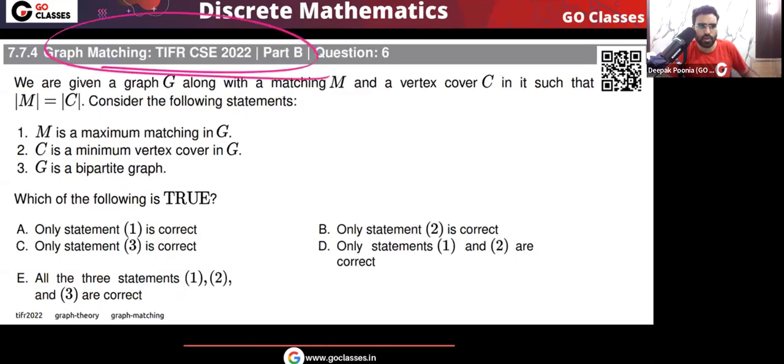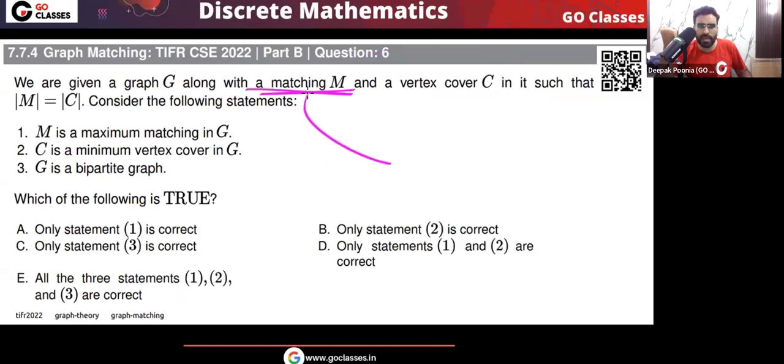Let's solve the TIFR 2022 question. This question is based on the relationship between matching and vertex cover. The question is saying we are given a graph G along with a matching M and a vertex cover C in such a way that the size of M is equal to the size of C. So remember, a matching is given to you, a vertex cover is given to you, but remember this can be any matching.